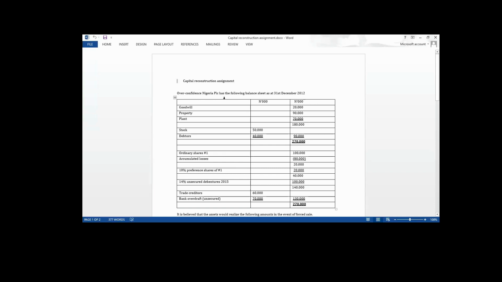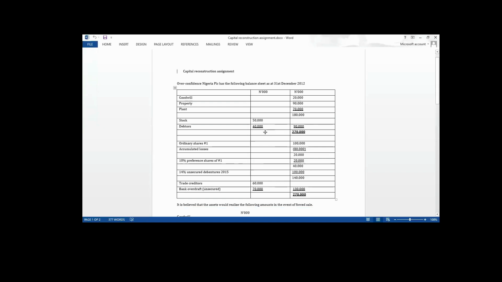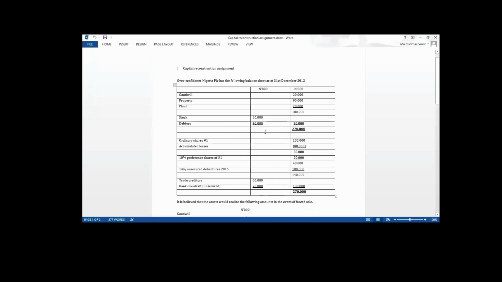Overconfidence Nigerian PLC has the following balance sheet as at 31st December 2012. Goodwill, property, plant, total non-current assets 180. Stock and debtors, current assets 90 million, total assets 270 million. Ordinary shares, 1 naira each, 100 million. Accumulated losses, 80 million.